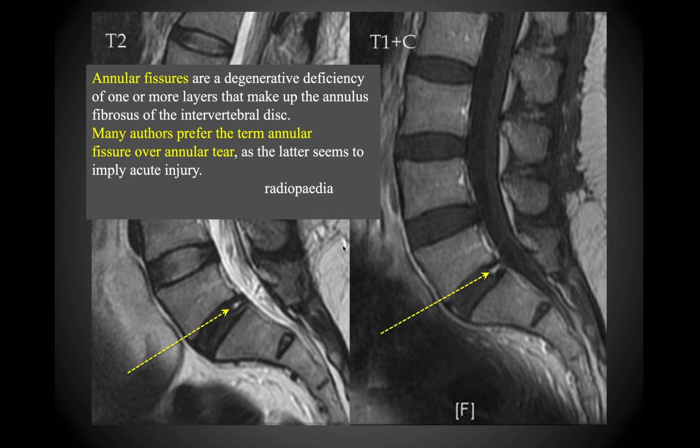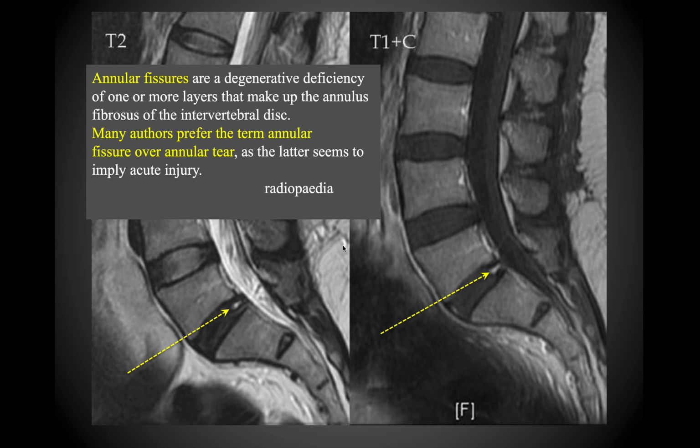Here's another example of an interesting pathology known as annular fissures. So this is a degenerative deficiency of one or more of the layers that make up the annulus fibrosus. And although there are different terms for this, the preferred terminology is annular fissure over annular tear. So it's the same basic idea, but effectively what happens here is the annulus fibrosus is breaking down.